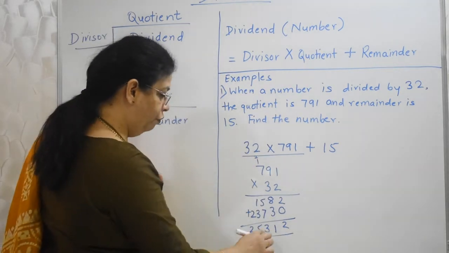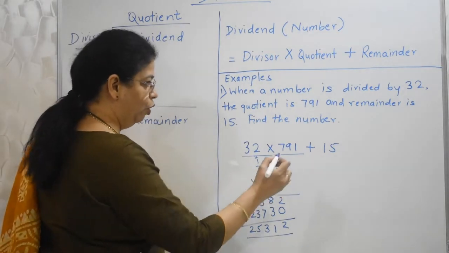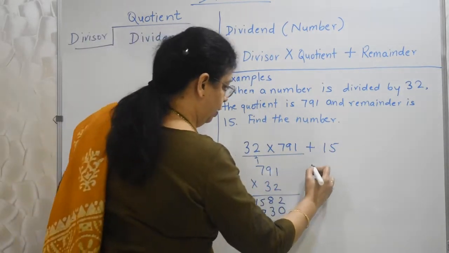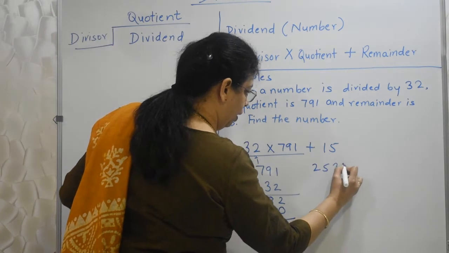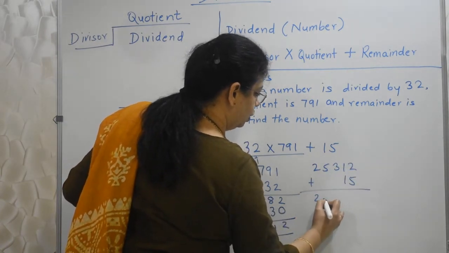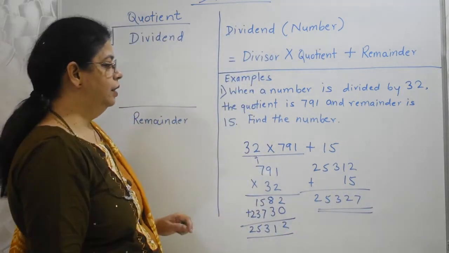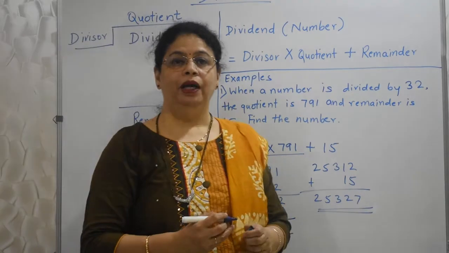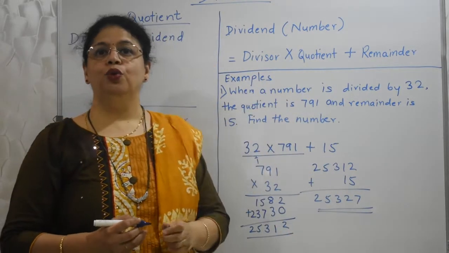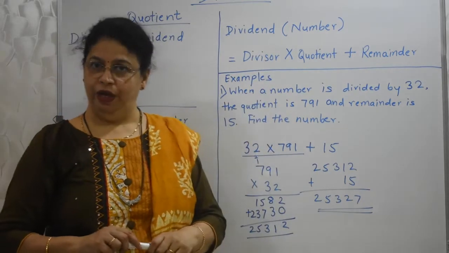Don't forget, this option will be there, but don't choose that because we still have to add this 15. So 25312 plus 15. So the answer is 25327. This should be our answer. Nothing but the formula. Use of the formula has given us marks. So this formula is very important.